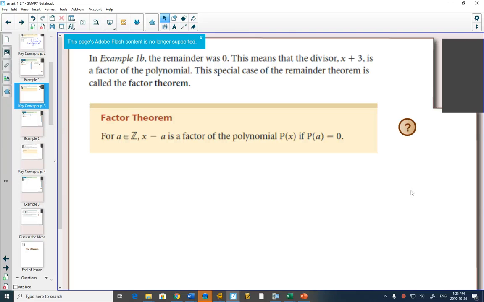Something related to the remainder theorem is the factor theorem. In order for something to be a factor, the remainder has to be 0. So the factor theorem is really just a special case of the remainder theorem. If x minus a is a factor, that means if you plug in a into p of x, you should get 0 for the remainder. Again, you could use synthetic division to check this as well.